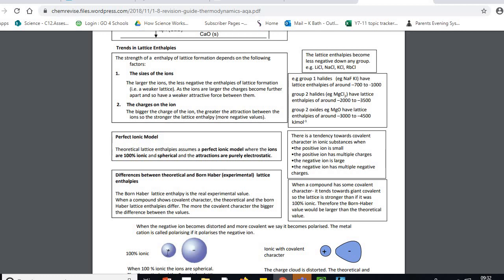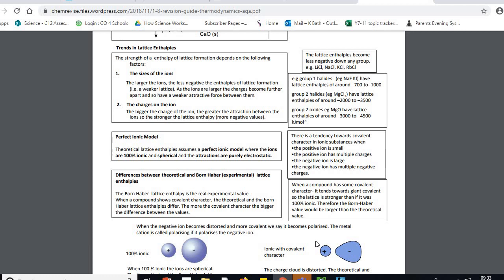They are spherical. If the value of the theoretical compared to the experimental lattice enthalpy deviates from that, then we tend to say that one of the orbits becomes distorted. In this case, you can see that the negative charge has become distorted, and some more of the electric charge will move towards it, and this tends to be more covalent in nature.